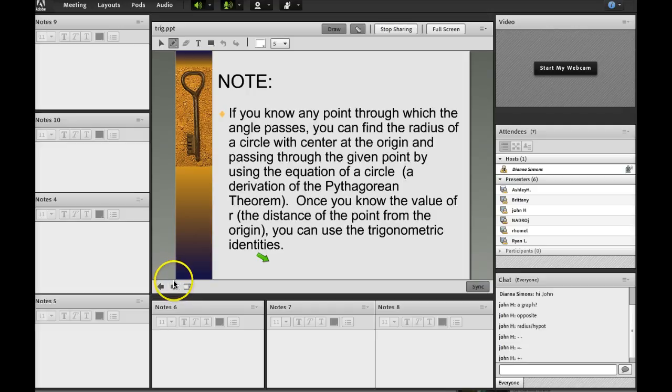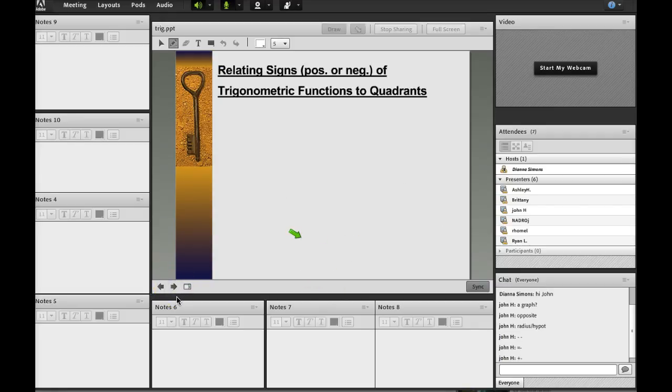So if you know any point through which the angle passes, you can find the radius of the circle with the center at the origin and passing through the given point by the equation, this lovely Pythagorean theorem. What we have is x squared plus y squared is equal to r squared, because here's our circle and there's our right triangle. This is our x, this is our y, this is our r. That's if it's not a unit circle, that's if the radius is something other than 1.